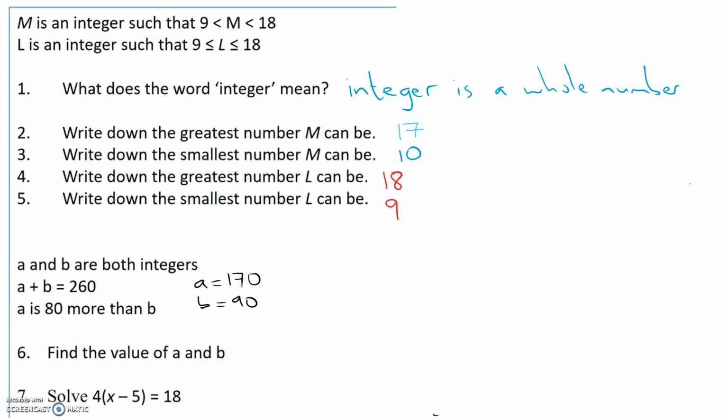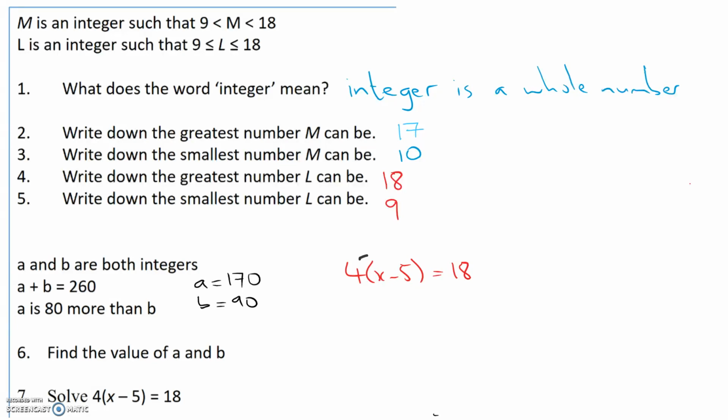Right, so have a look at number 7. Solve 4 bracket x minus 5 equals 18. Alright, now there are two ways of doing this. Let's write the question out. We've got 4, x minus 5, and that equals 18. So method 1, I think we can expand the brackets.